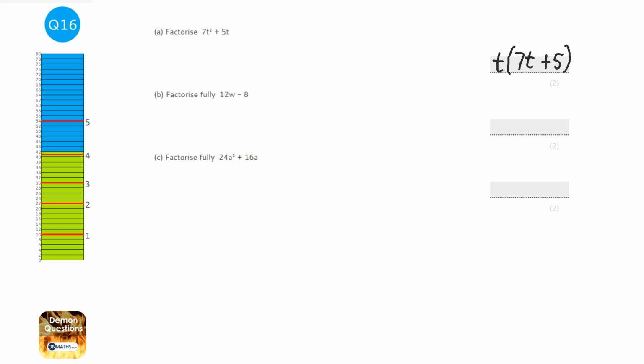Next one, w is only in the first term, so I can't divide out the w, but there's a number I can divide out of both of those. Now, I could pick 2, but actually 4 is a better number because it says factorize fully, which means I need to take out or divide out the 4 rather than just the 2. So 4 on the outside. What do I times 4 by to get to 12w? Well, 3w. And what do I times 4 by to get to minus 8? It's going to be minus 2. And again, I can expand that to check it.